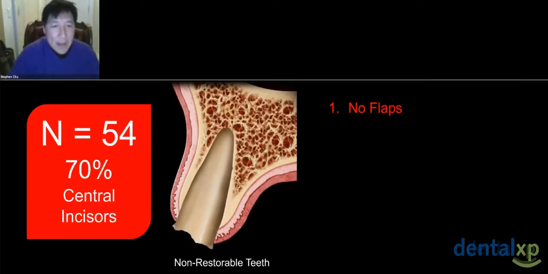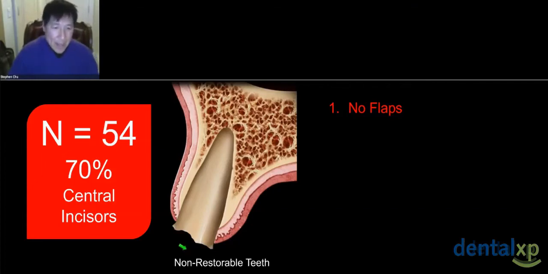Most of the cases of the 54 we had were central incisors. When I first spoke to Maurice, I'd asked him if we can just focus on central incisors, which seemed to be the most relevant teeth. Again, it's very heavily towards central incisors, and again, we had about 54 patients.